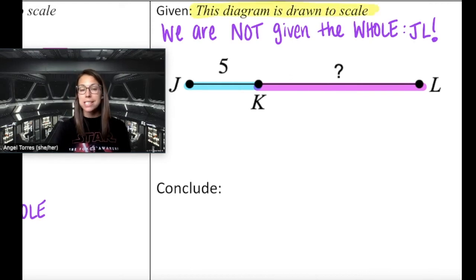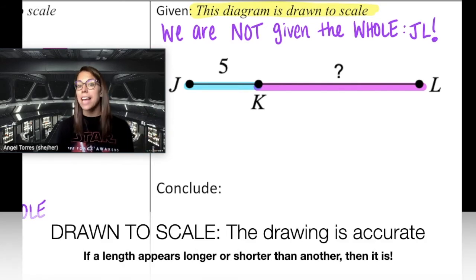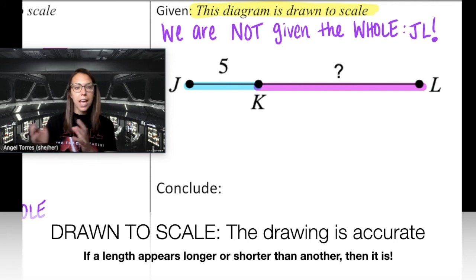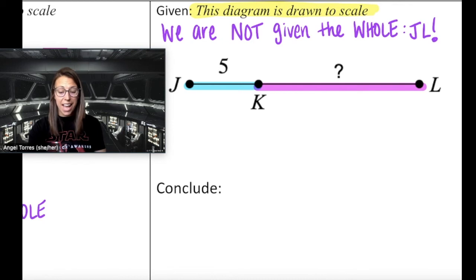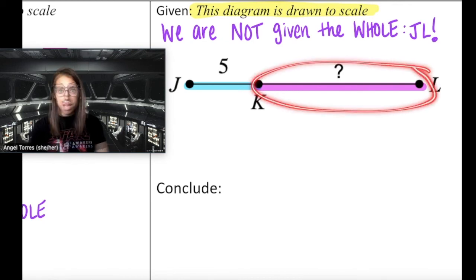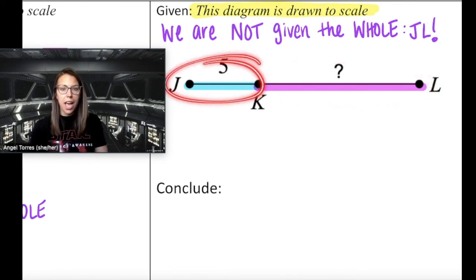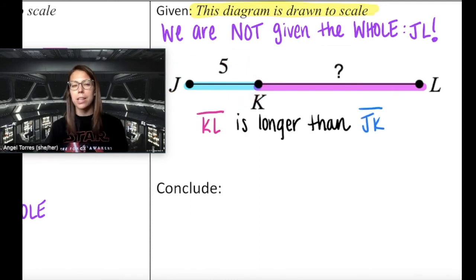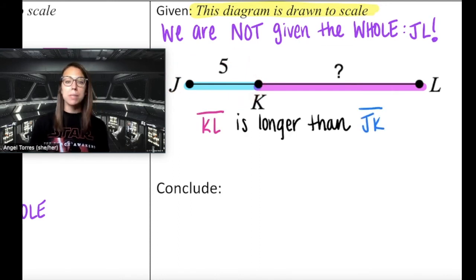Now, the most important statement on this problem is the fact that this diagram is drawn to scale. That means that whatever appears to be true in this diagram, we can use that in our conclusion. Looking at this diagram, my goal is to somehow compare the length of KL to the length of JK. I notice that KL is clearly longer than segment JK. But that's just comparing the segments. I want to make a more specific comparison about the segment length.